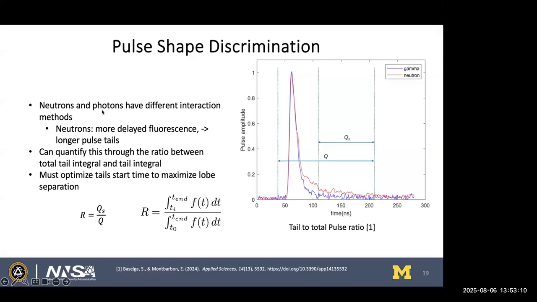Okay. Then one final question. How do you optimize pulse processing algorithms for accurate characterization of organic scintillators in mixed neutron and gamma ray fields? And what are the key challenges in pulse shape discrimination?